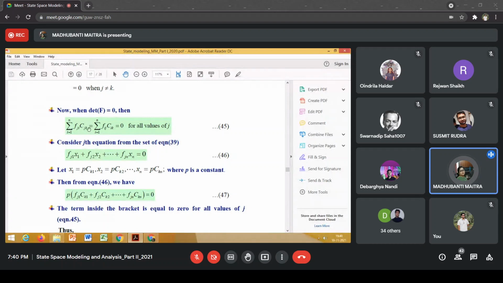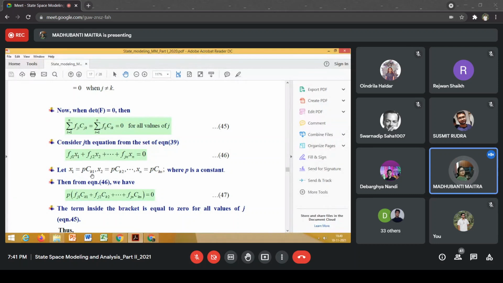Look at this expression. That's why we have assumed let x1 be some p into ck1. If I take this as p1 and this as p2, then I cannot take p common. If I cannot take it common, I will not get this expression, and the bracket term will not be 0. If the bracket term is not 0, I won't be in a position to claim that the solution or the value of x1 is p ck1.